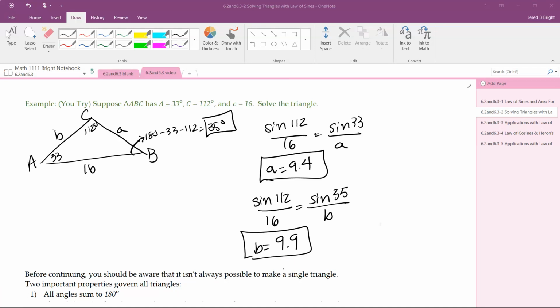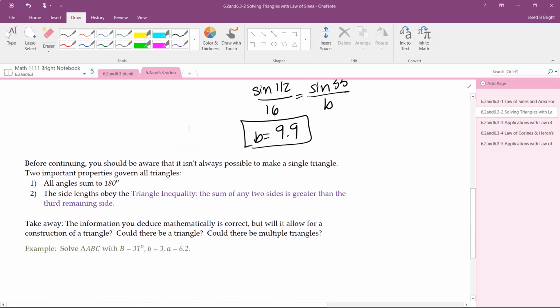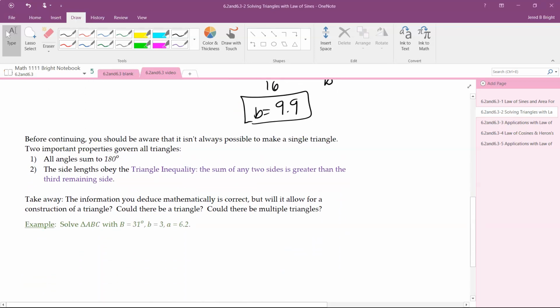Before going on, we could continue solving triangles until we're blue in the face, but technically we always have to have two rules that govern all the triangles we'll ever work with. First, all angles have to sum to 180 degrees. That one's kind of a given. The next one that you may have forgotten about is that the side lengths in a triangle have to obey the triangle inequality. That is, the sum of any two sides is greater than the remaining third side.